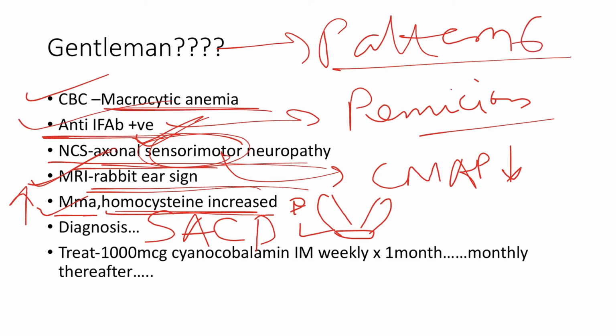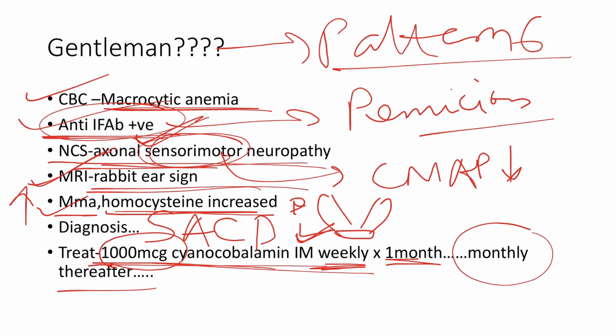Pattern 6. How do you treat them? You give parenteral supplementation of vitamin B12 because vitamin B12 is not being absorbed because there are anti-intrinsic factor antibodies. So give 1000 micrograms of cyanocobalamin IM weekly for 1 month, and then you give it monthly thereafter.